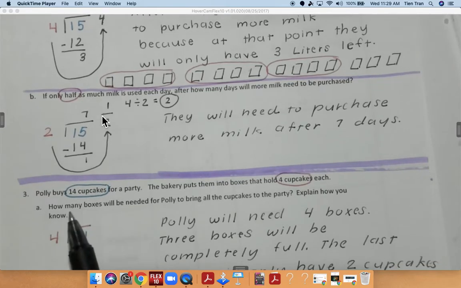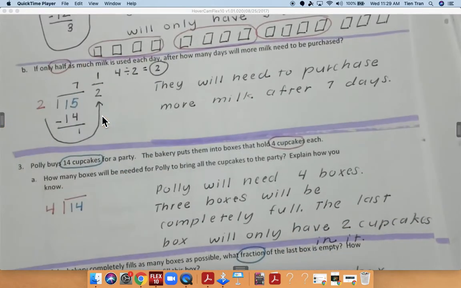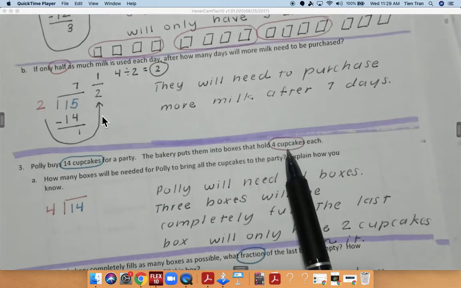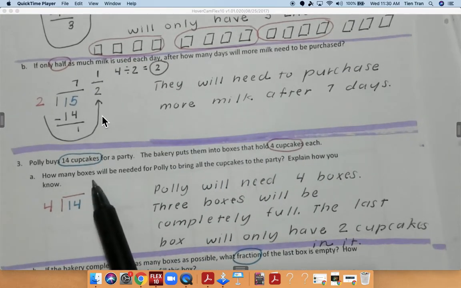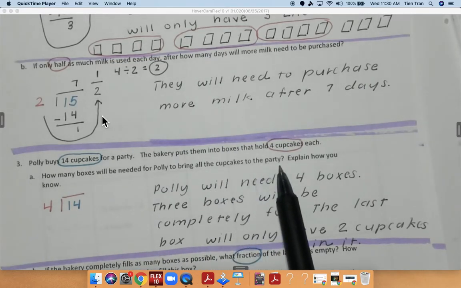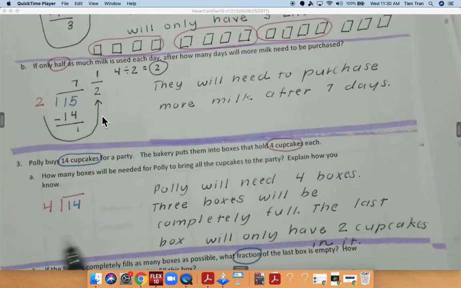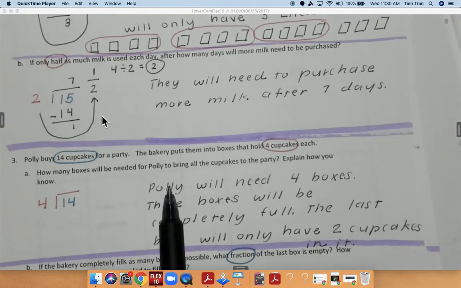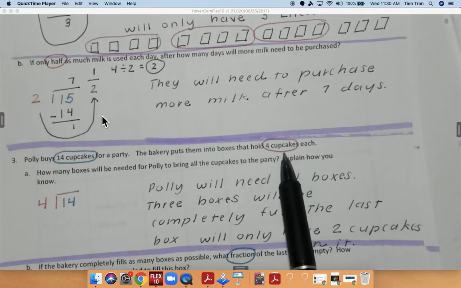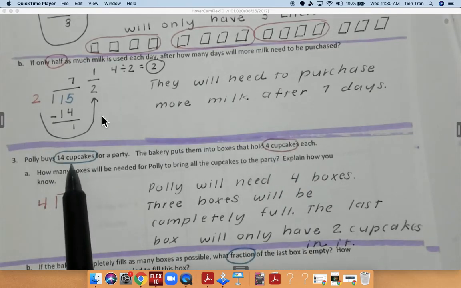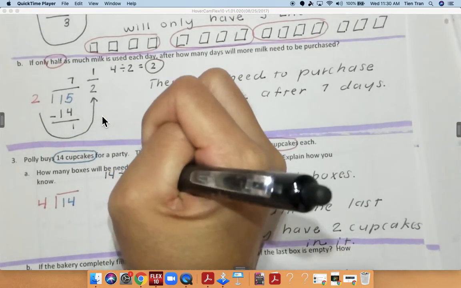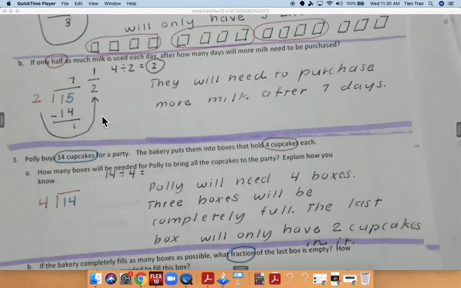Next problem. Polly buys 14 cupcakes for a party. The bakery puts them into boxes that hold 4 cupcakes each. How many boxes will be needed for Polly to bring all the cupcakes to the party? Explain how you know. So we have 4 divided by 14. And we have our 4 cupcakes because we know that each box can hold 4 cupcakes. And there are 14 cupcakes in all. So that's where I'm getting that number from. So we're dividing 14 divided by 4 and figuring out what is our answer.